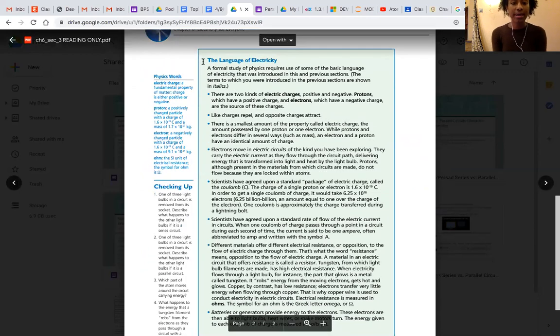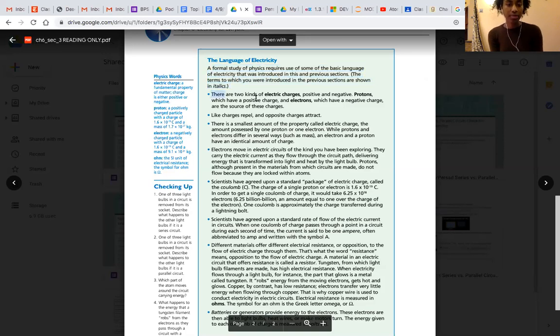Our subheading here is the language of electricity. Paragraph 1. A formal study of physics requires us to use some of the basic language of electricity that was introduced in this and previous sections. The terms to which you were introduced in the previous sections are shown in italics.